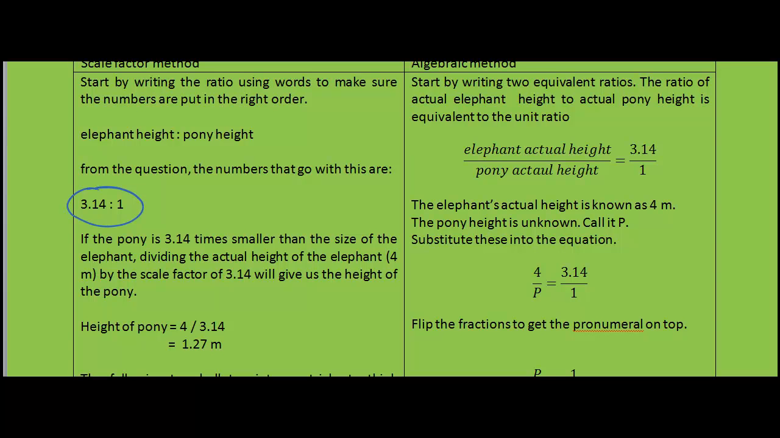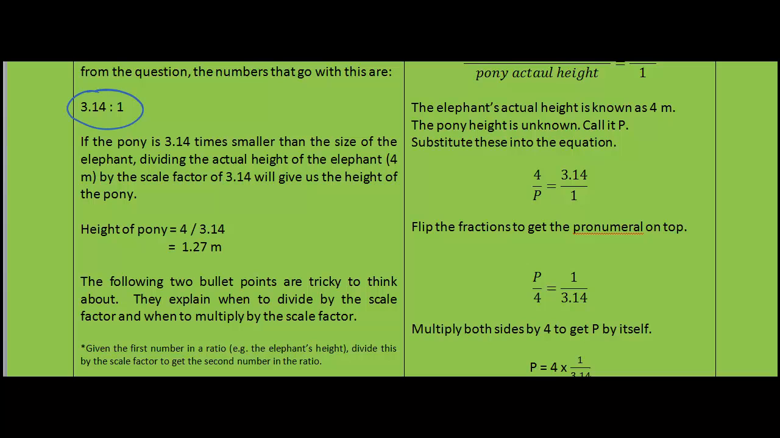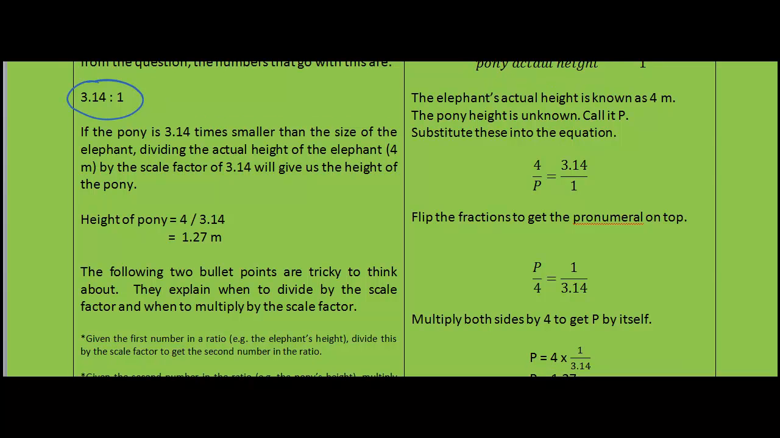Now we can use some algebra to work out what P is equal to. The first thing is to get the P on top. We don't want to have variables, pronumerals, on the bottom of a fraction. A little trick that we can use is to flip everything upside down. So where we had 4 divided by P, we're going to flip that over so we have P divided by 4. And if we do that to the left-hand side of the equation, we know that we need to do that to the right-hand side of the equation too. So the unit ratio 3.14 is to 1 will be flipped over, so we get 1 is to 3.14.